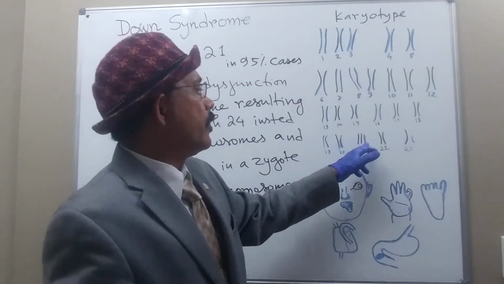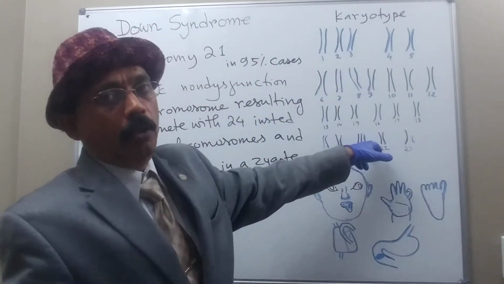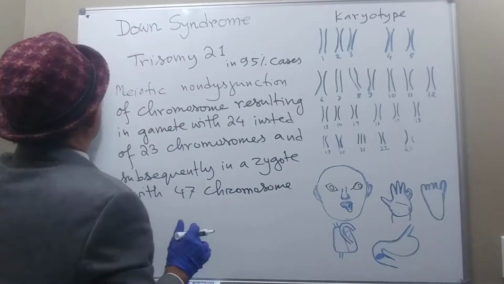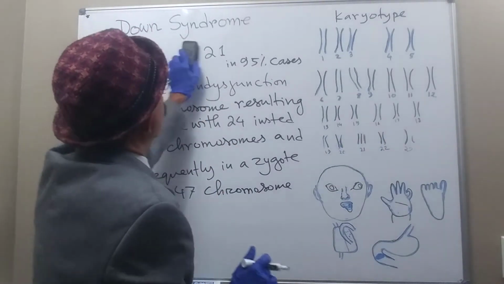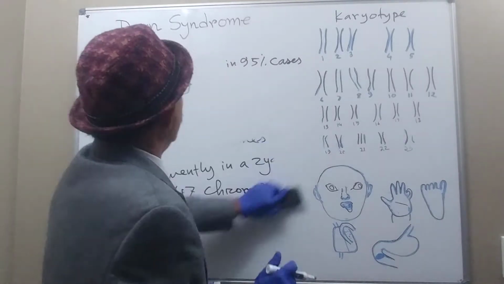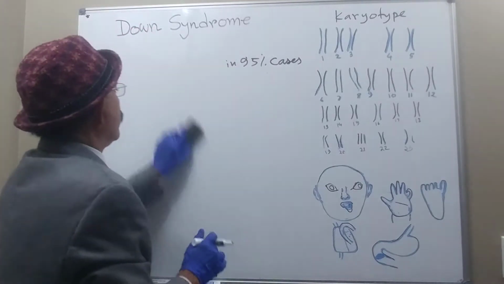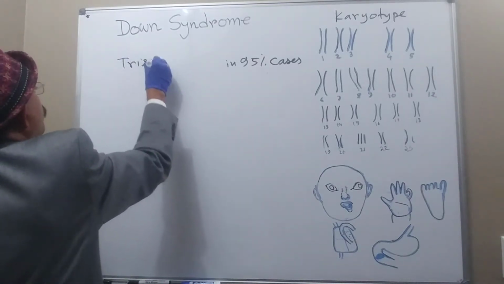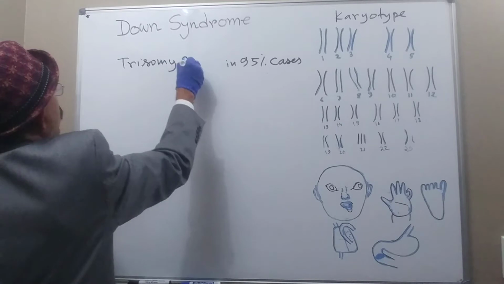This extra set of chromosomes will cause a lot of problems in the body. So we got trisomy 21, the cause of Down syndrome in 95% cases.